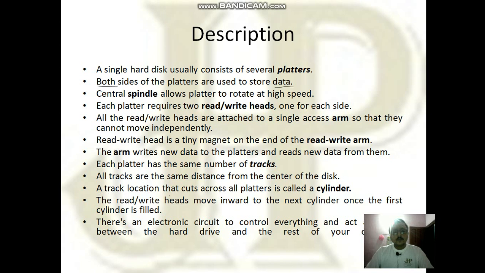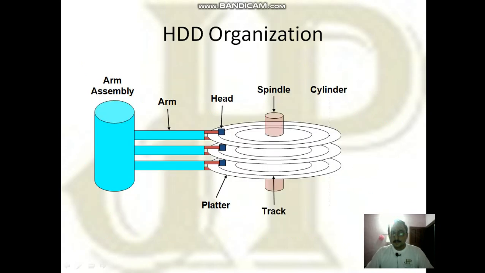Now, a track location that cuts across all platters is called a cylinder. So, what is a cylinder? Cylinder is the distance between the platters. Okay. Platters are divided into cylinders, and again cylinders are divided into tracks and sectors.